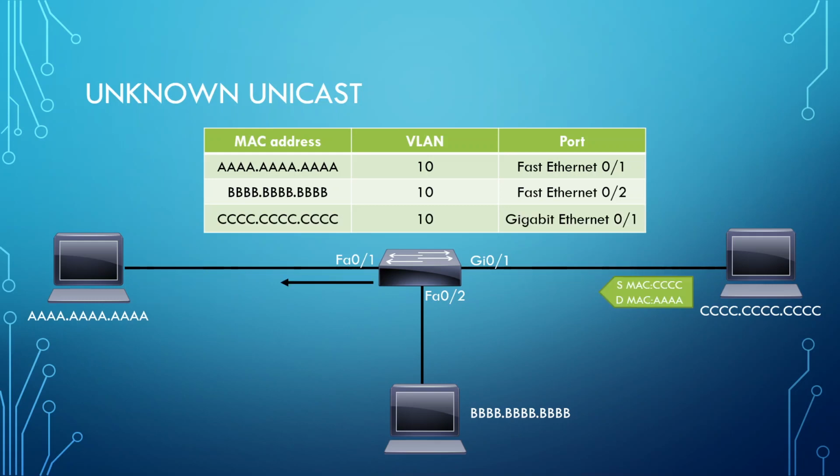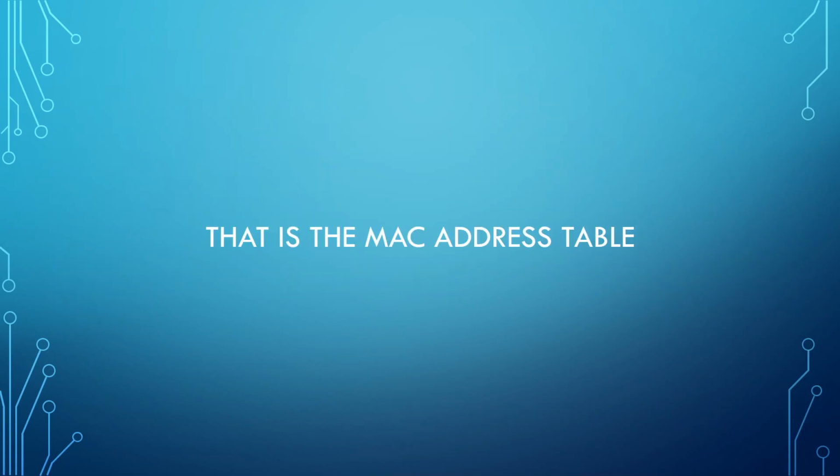Now obviously, once CCCC responds back with a frame of its own going towards AAAA, the switch will receive that frame over Gig 0/1, and then it will create an entry in its MAC address table. It says, I saw this MAC address listed as a source MAC address in a frame that I received on Gig 0/1, and in this scenario, this MAC address belongs to VLAN 10. So it's going to note down the VLAN that the interface is a part of, the MAC address, and how that MAC address can be reached. And that's all there is to it. That is the MAC address table in all its glory.